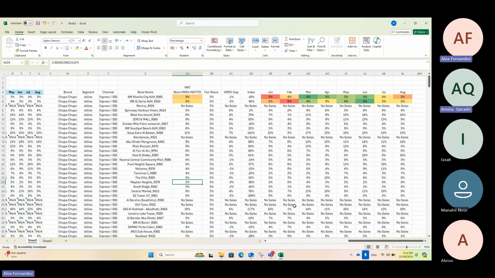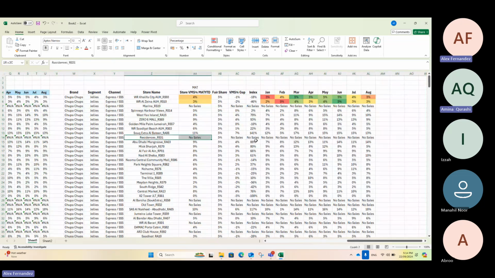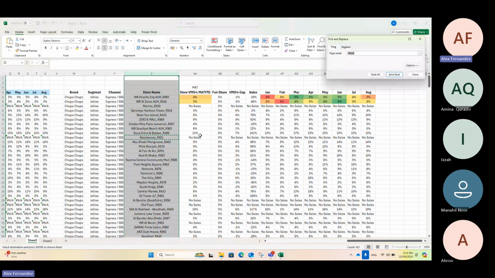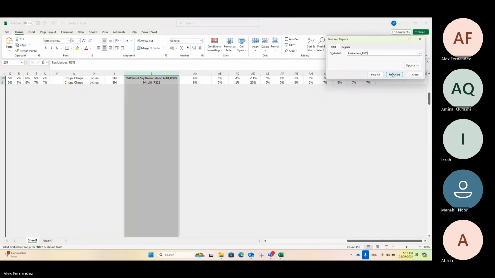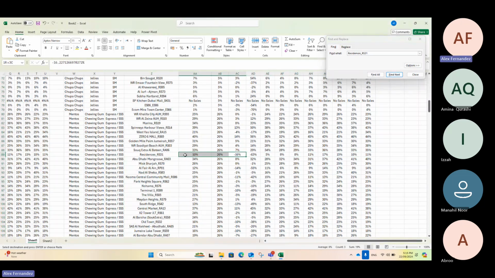Okay, but will out of stock also be included in this? If any product is not available in a particular region, for example, here in this store, they are not selling jellies. Residence RS31 store, they are not selling jellies. Let's see if they are selling chewing gum. You see here, they are selling chewing gums. So when they supply the store, they are supplying it with chewing gums, but they are not supplying it with the jellies portfolio.